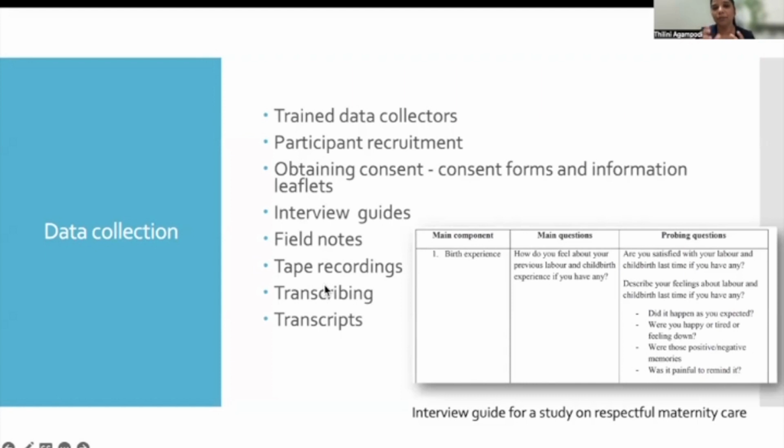And the recordings, you transcribe. That means you type out the audio recordings, right? That process we call transcribing. And what you get, the paper or the soft copy you get after transcribing, we call the transcript, right? So when you're transcribing, remember, you have to transcribe exactly what you hear in the recordings, right? So if a person describes his experience, you have to write the exact words that the patient uses.